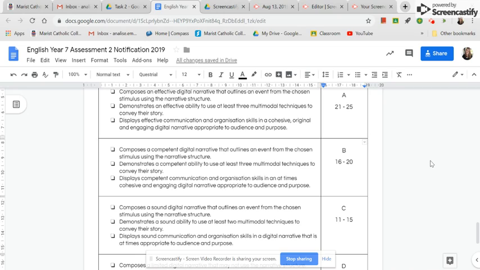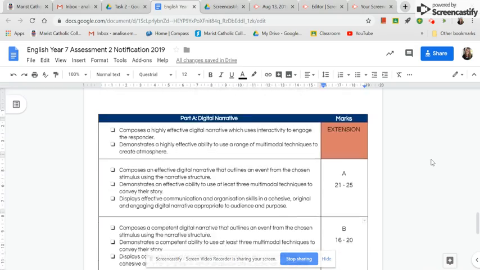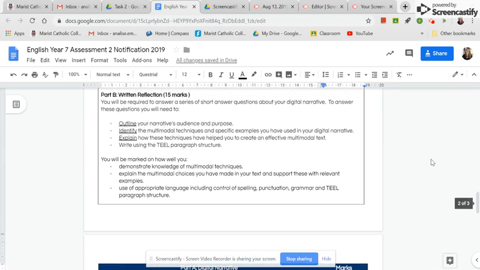And remember, you have a specific audience, which is teenagers. So you need to think about how would you engage a teenage audience. So in an A range, if you're hitting that criteria, it says you display effective communication and organizational skills in a cohesive, original, and engaging story appropriate to the audience, the teenagers, and your purpose, which is telling the story. In a B range, you're using competent skills. In a C range, you're using sound skills, okay? And so on.